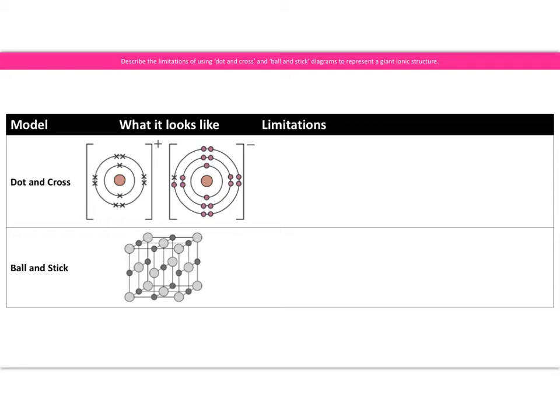However, the limitation, and it's quite a significant one, is that it doesn't show us how the ions are arranged in space. And it certainly doesn't make clear that we have a giant structure, a lattice structure, a regular and repeating pattern. In fact, it gives the impression that one positively charged ion is attracted to one negatively charged ion.